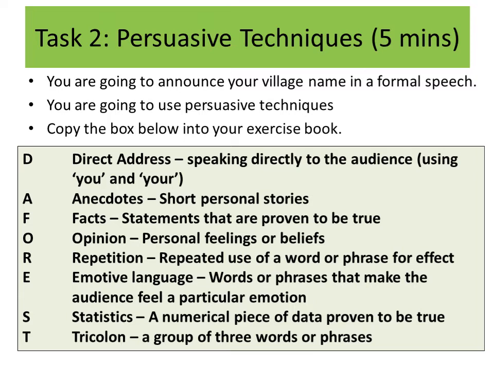S is for statistics, a numerical piece of data proven to be true. And T is for tricolon. We've definitely talked about that one. A group of 3 words or phrases used for effect. So please pause the video to write this down into your book.